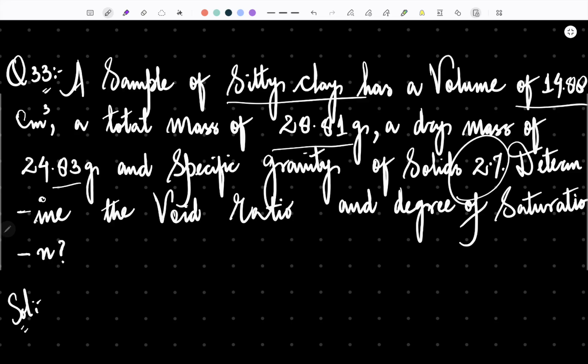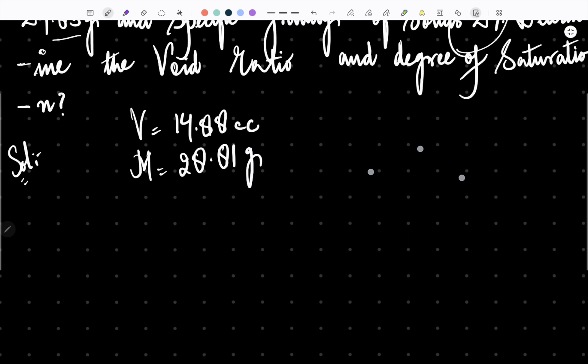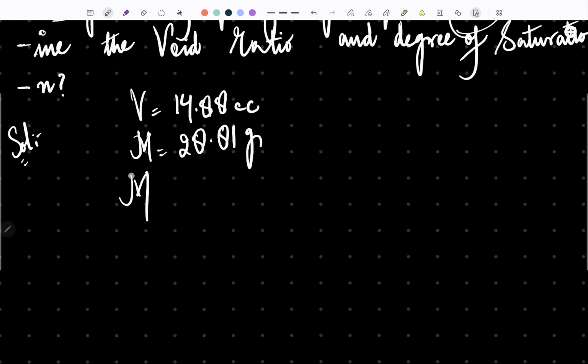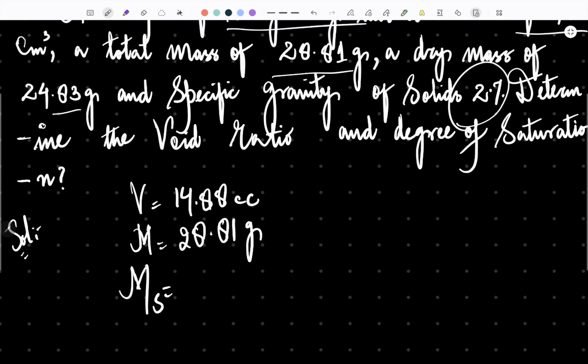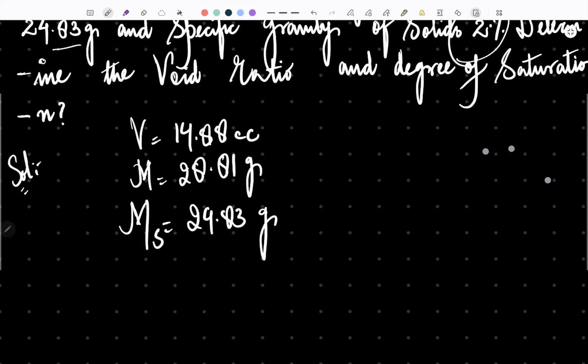All right. So what data has been given? Volume 14.88 cc, total mass 28.81 grams, and the dry mass, that is the mass of soil solids, is 24.83 grams. We have to determine the void ratio and the degree of saturation.